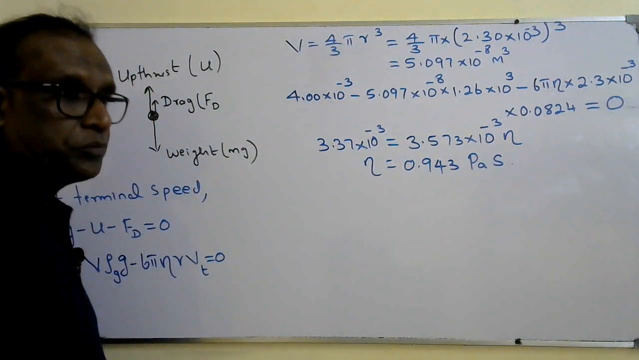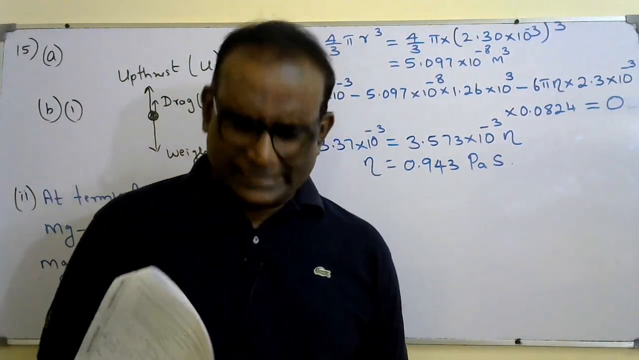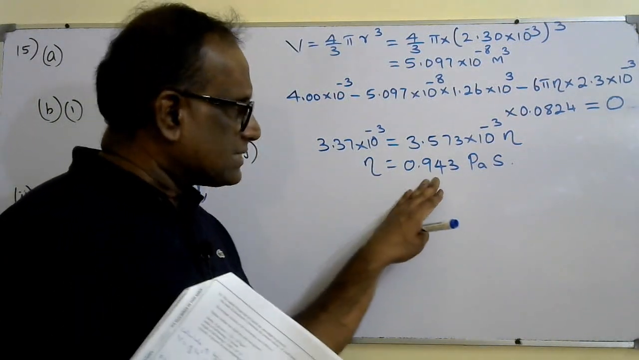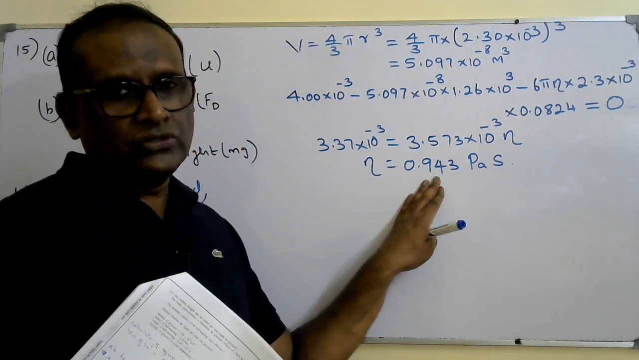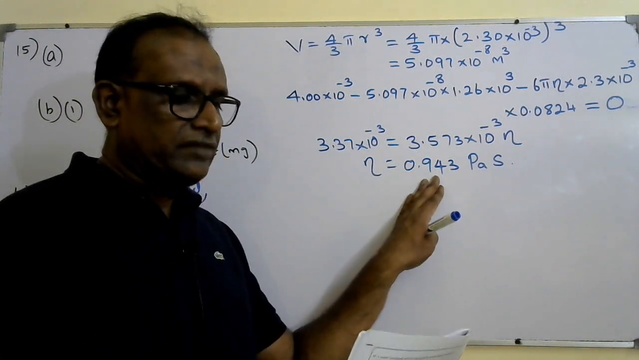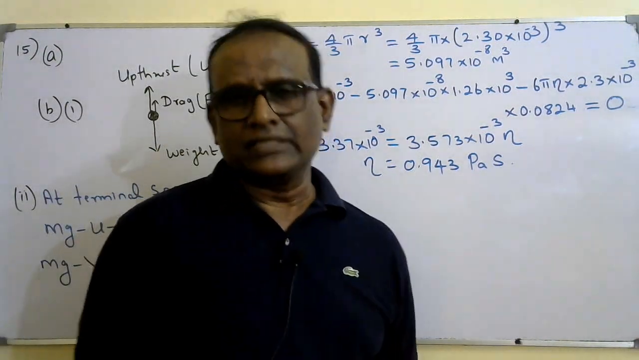Actual value is 0.934. So conclusion, if you want, you can find the percentage difference, but normally we do that for unit 3. But you can say, since the calculated value of the viscosity of the liquid is very close to the actual value of the glycerol, therefore the liquid is glycerol. You can give the conclusion.